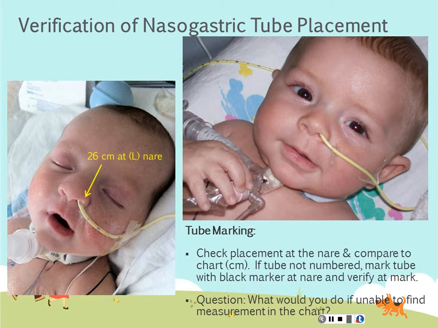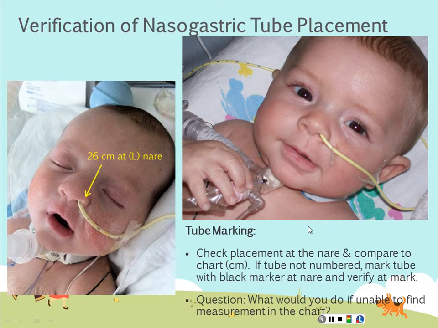If the tube is not numbered, for example, our child on the left, where it's either turned so you can't read the number very well, or taped, or it is not numbered, you want to mark the tube with a black marker at the naris, and then you want to verify it at the mark with each assessment.